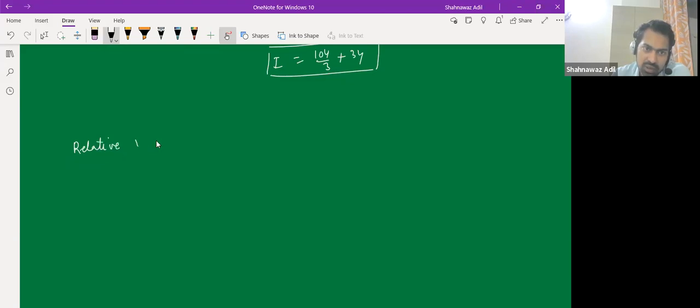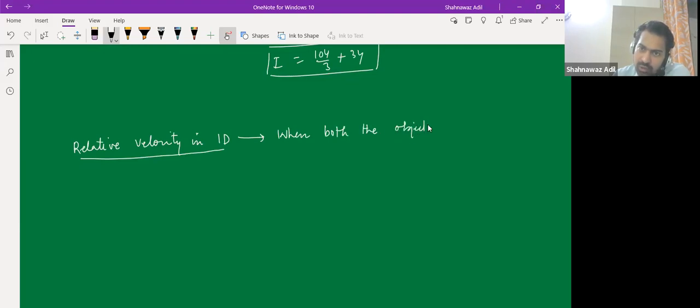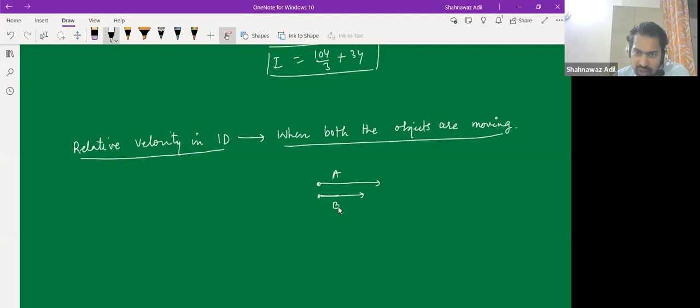Relative velocity happens when both the objects are, okay. So let's say that this is A object and this is also B object, right? Moving in the same direction. So this one is moving with B velocity and this one is moving with A velocity. So relative velocity of A with respect to B would be what? This would be VA minus VB. Okay. So this is what we call the relative velocity.